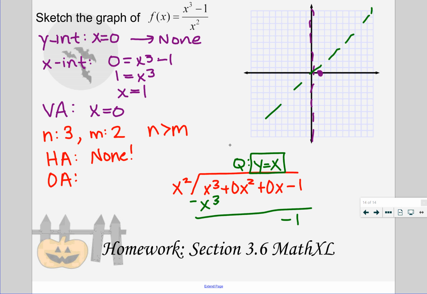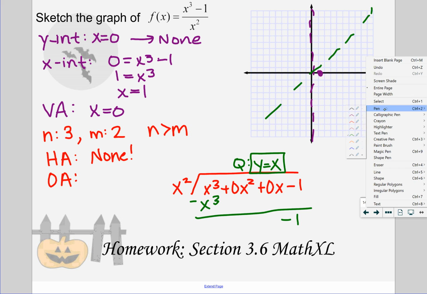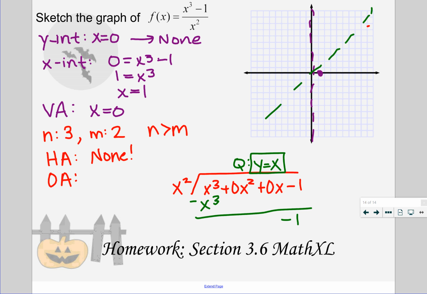So why don't you type it in your calculator real quick, and then you should be able to see why it's shaped like it is because of these asymptotes. I'm probably going to guess right now that because I have that x-intercept at 1, one of my branches is going to look like this. It's going to be contained there. We'll see what the other one looks like.